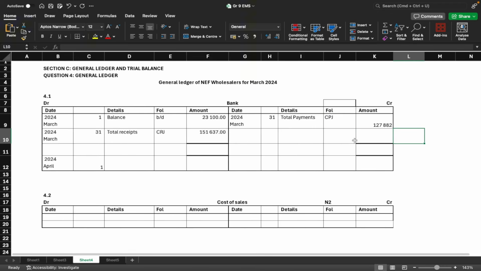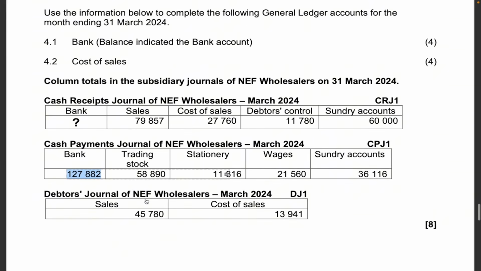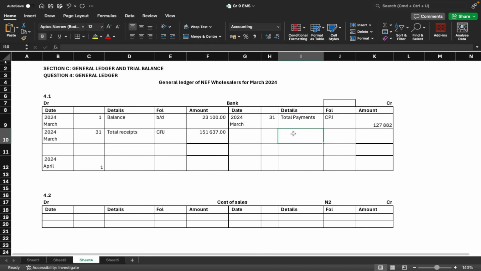Okay, now that we have done that, all we need to do is to put our totals, because that's the only information that we're given, with the exception of the debtors journal. But remember, the debtors journal records how much we sold to others on credit. So they didn't pay us cash, we didn't receive money, so it has no effect on our bank account in this case. Okay, so let's close off our T account or our general ledger account.